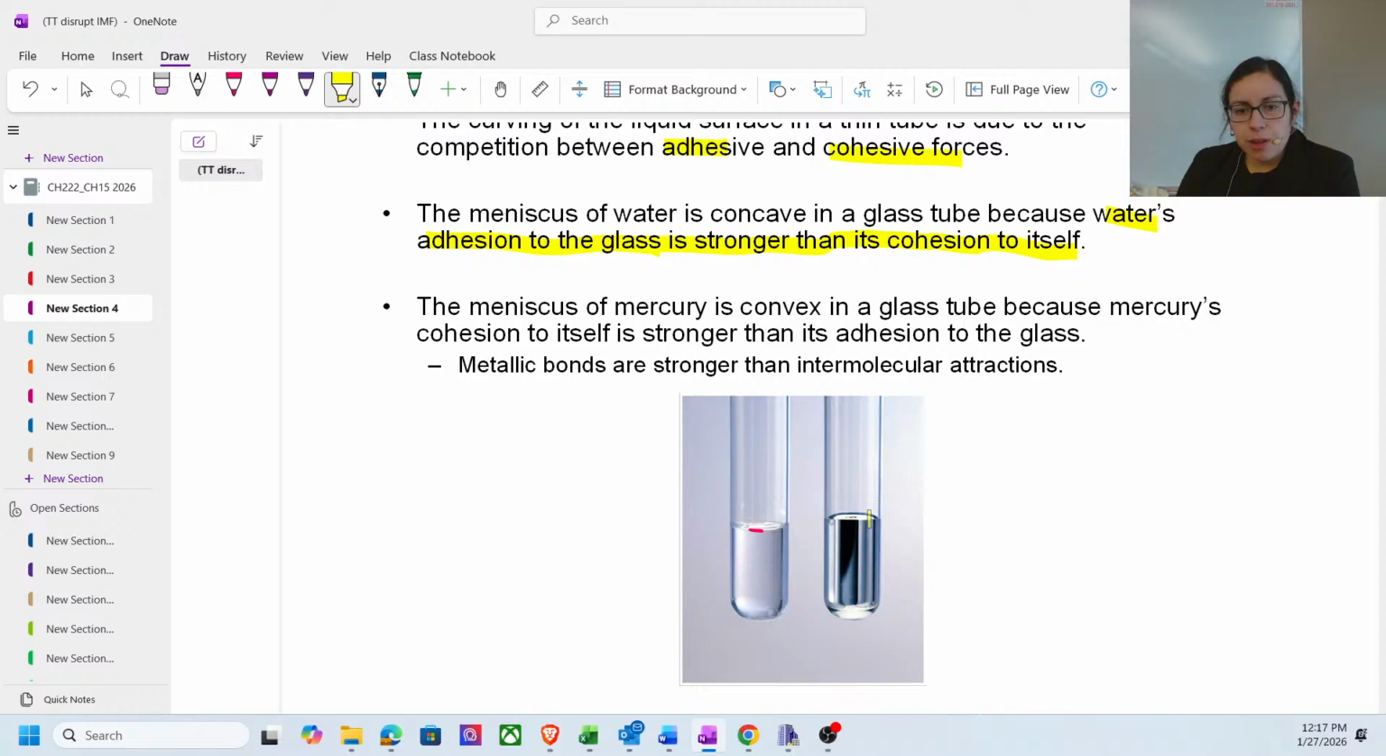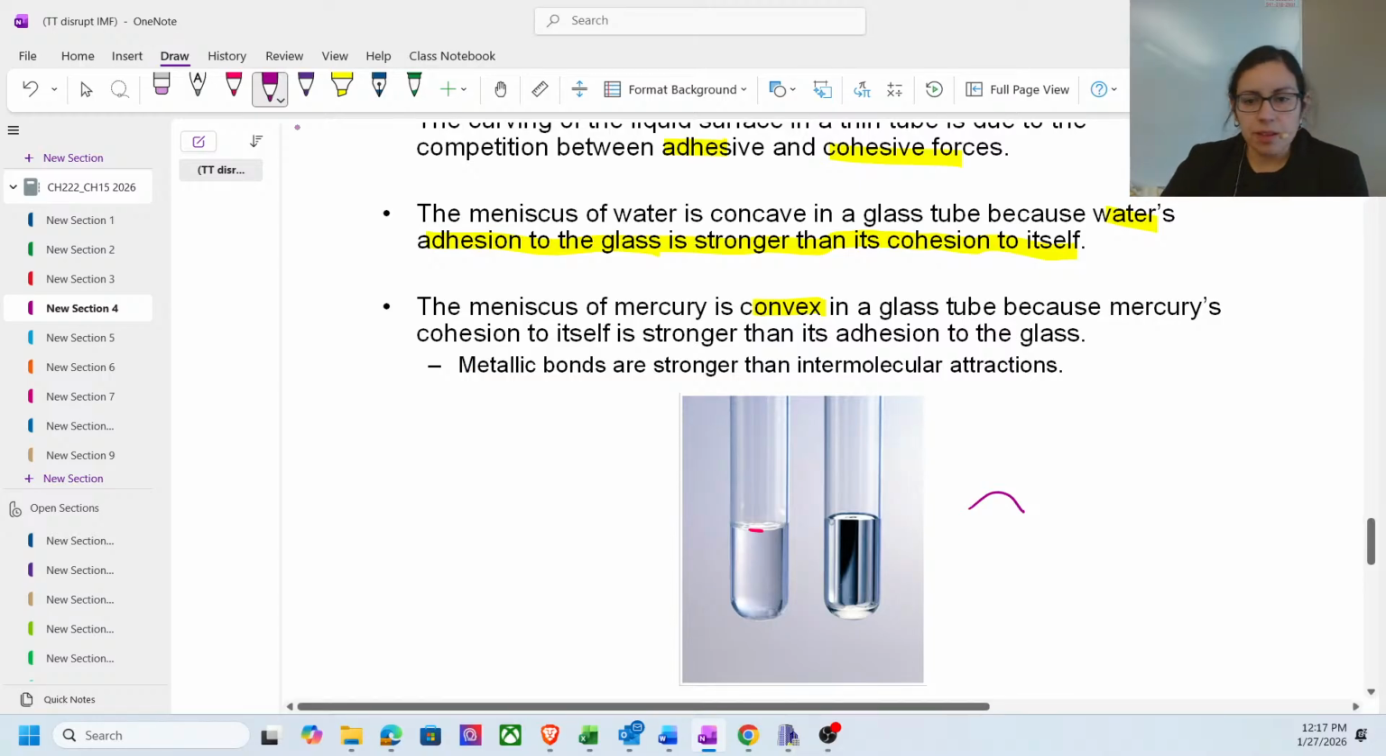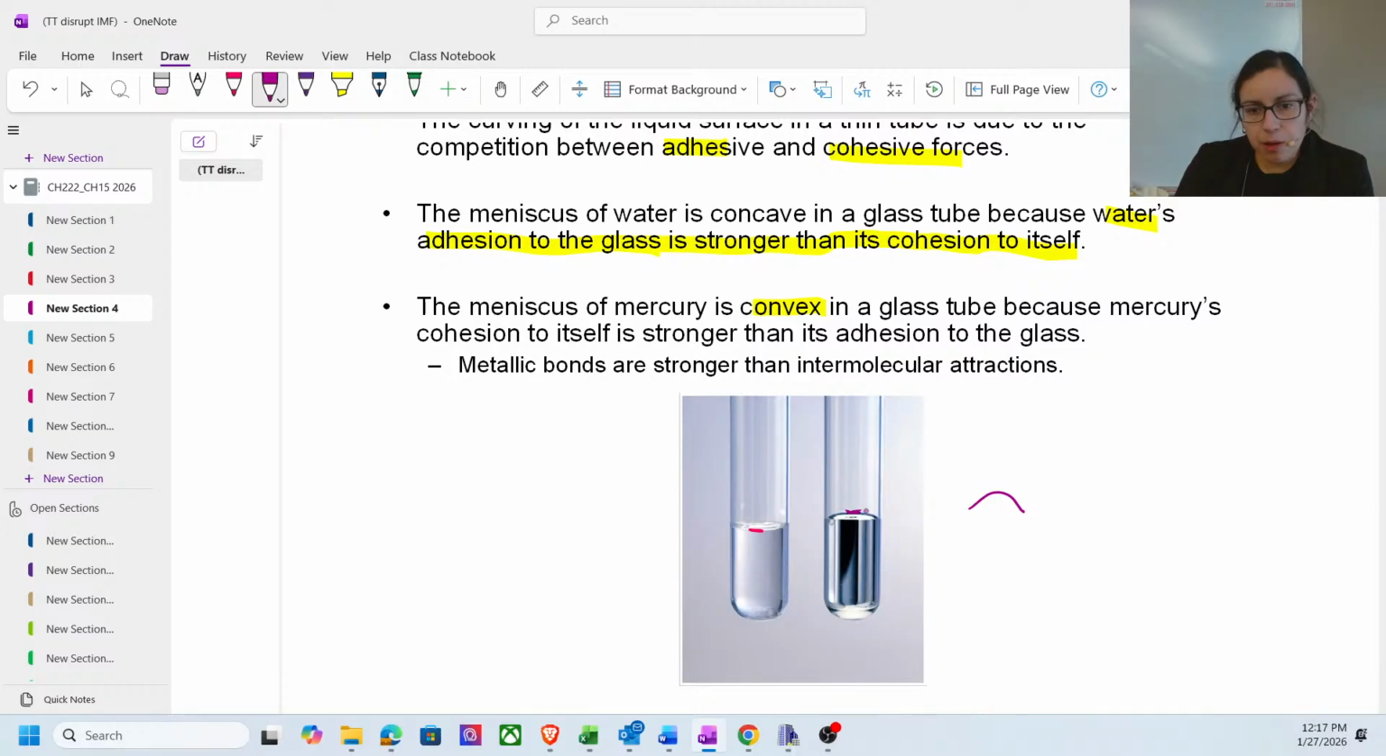Meanwhile, if we compare that with mercury, mercury is convex, right? It's kind of bubbling more up in the glass tube because mercury's cohesion to itself is stronger than to the glass. This is just another generalization about metallic bonds being stronger than intermolecular attractions, but we'll look at metallic bonds later in this chapter. To properly read our mercury, we read at the top of our meniscus.